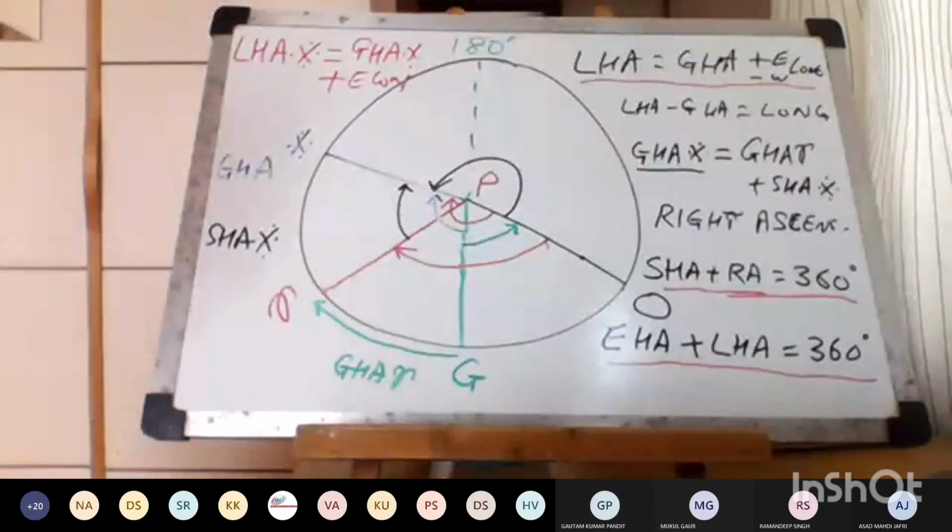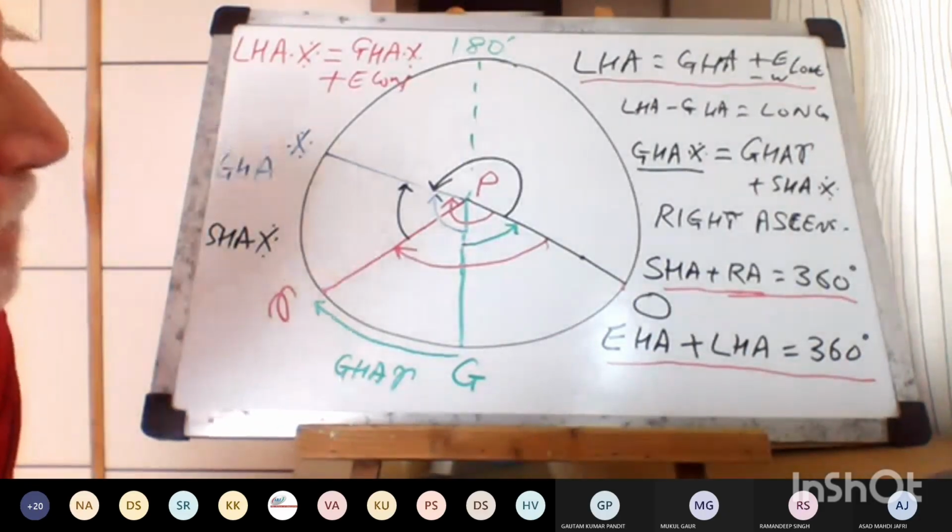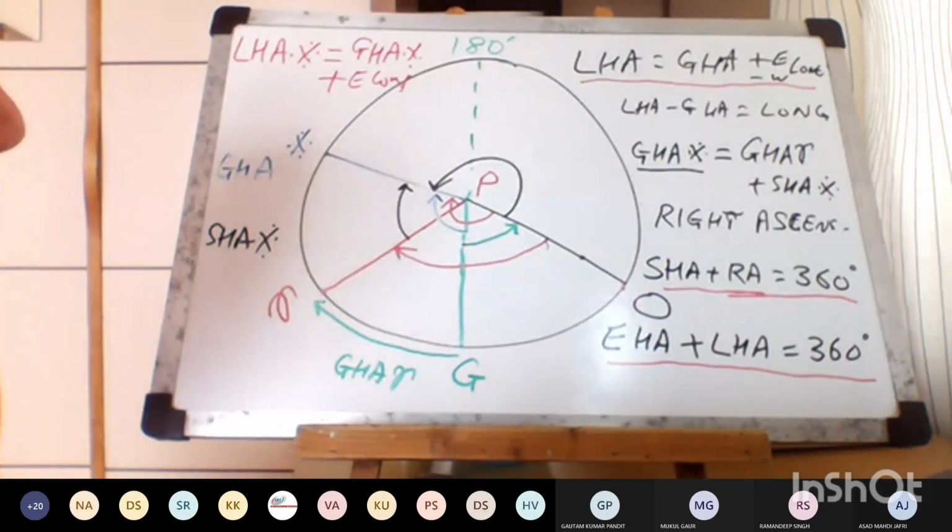SHA plus RA is equal to 360. EHA plus LHA is equal to 360. Any question on this diagram on the hour angle?